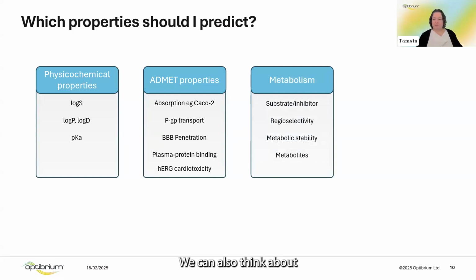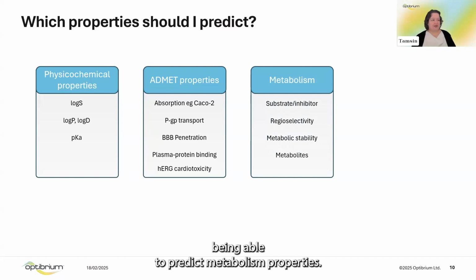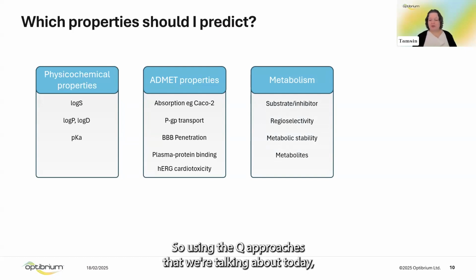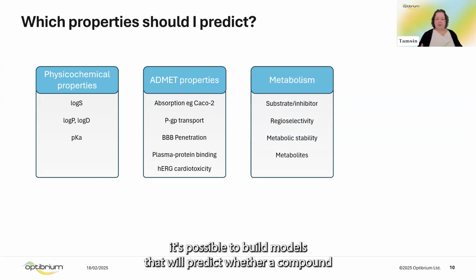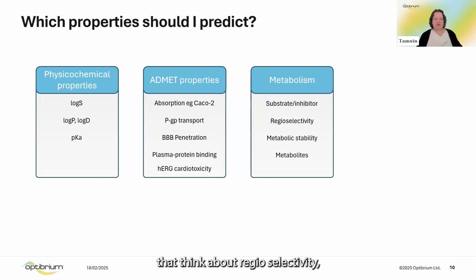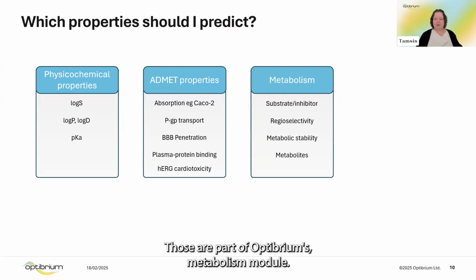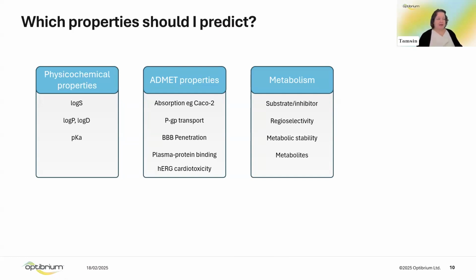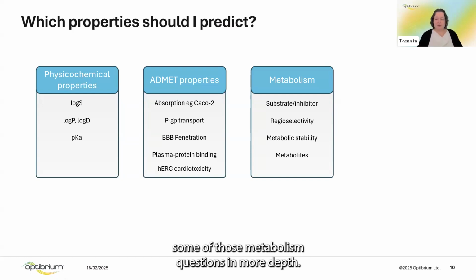We can also think about being able to predict metabolism properties. So using the QSAR approaches that we're talking about today, it's possible to build models that will predict whether a compound is a substrate or an inhibitor for one of the metabolism enzymes. But we also have a different set of predictive models that think about regioselectivity, metabolic stability, and metabolites. Those are part of Optibrium's metabolism module. And so that can answer some of those metabolism questions in more depth.